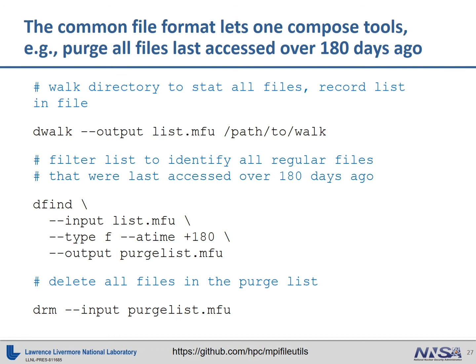So you can have dwalk walk the file system and save that to a file. You can then use that list as input to dfind, and then have dfind pick out all of the regular files whose access time is 180 days or longer, and then save that subset to a purge list. And then finally give that purge list as an input list to drm. That will accomplish the purge.